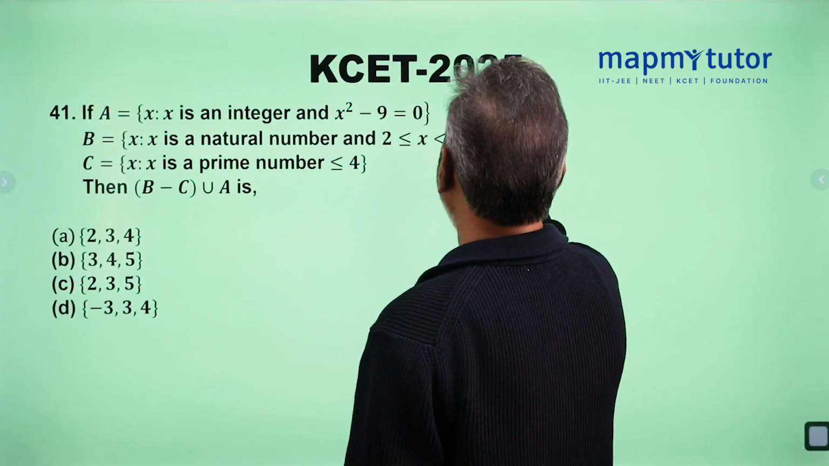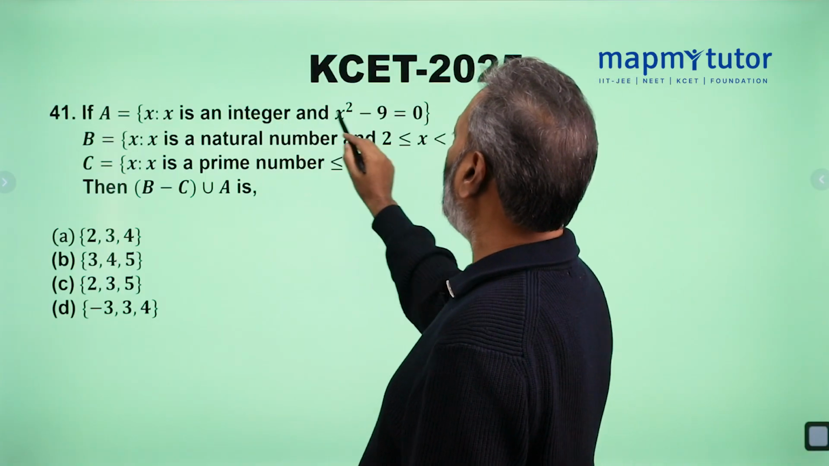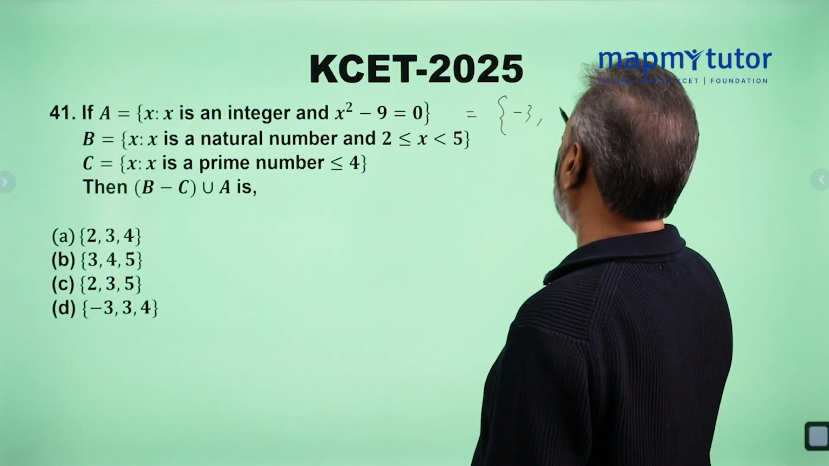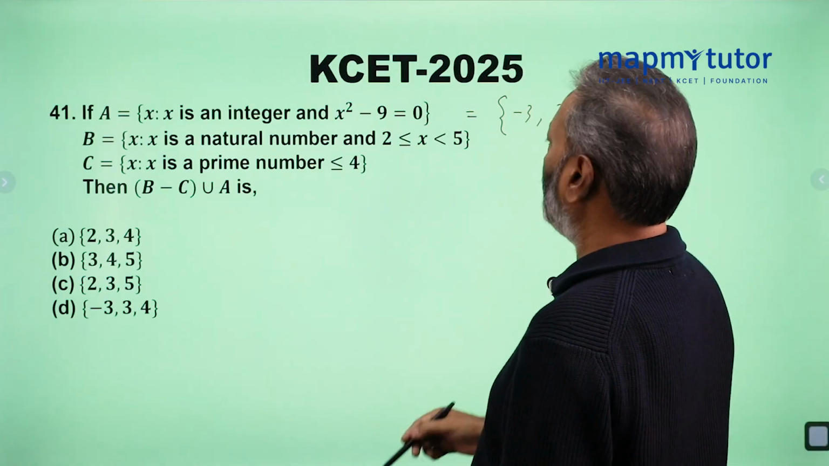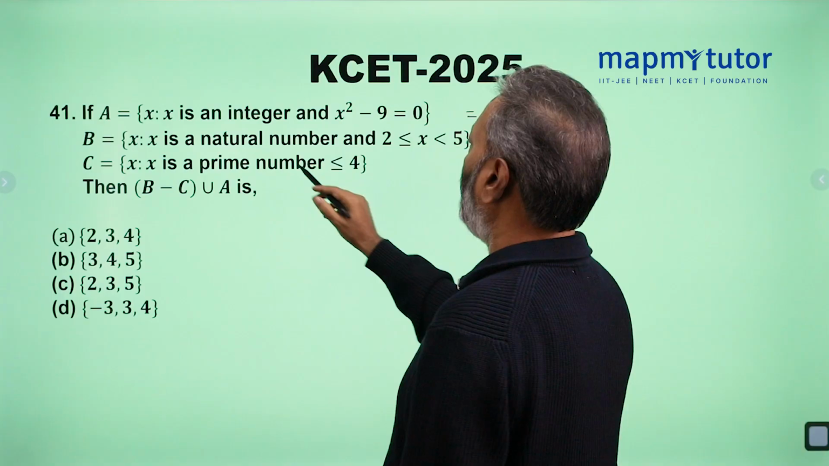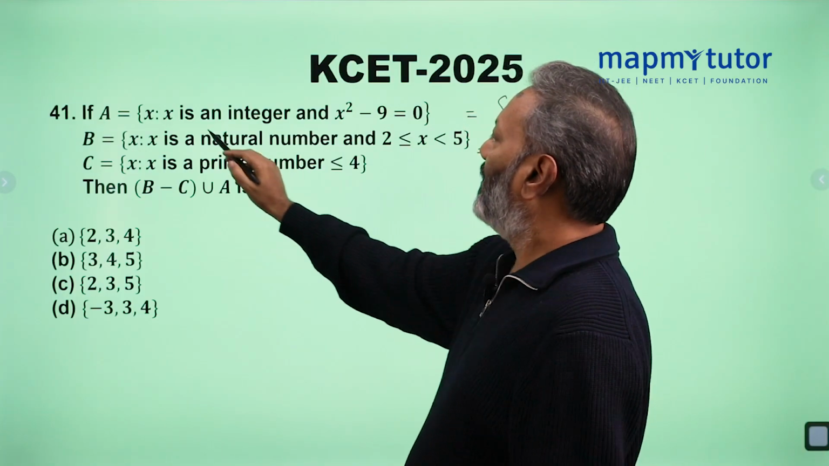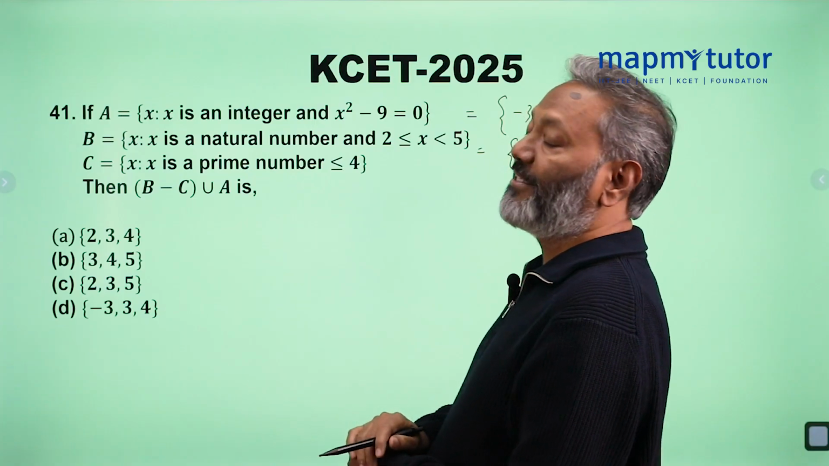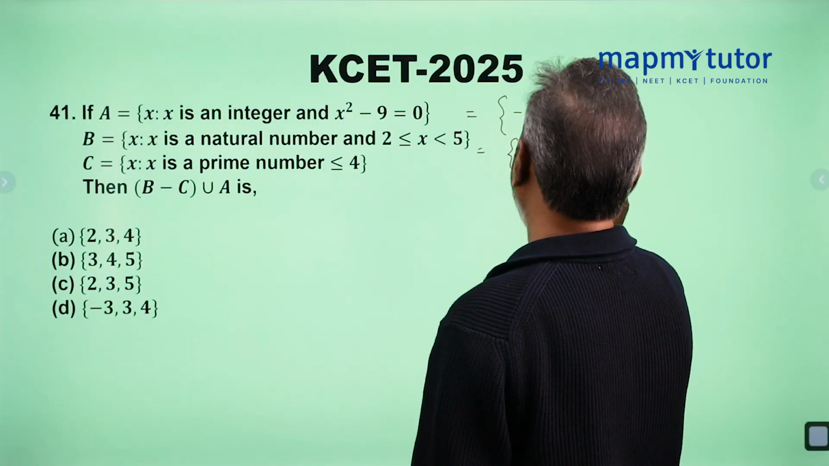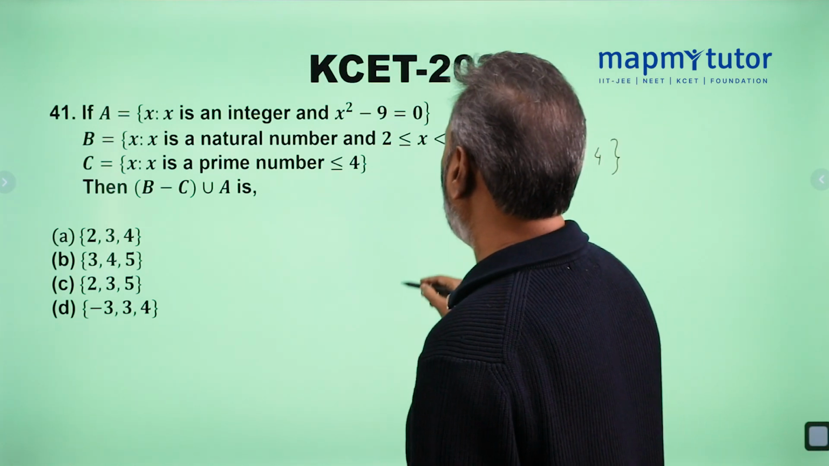According to this definition, can you name the elements in set A? See, x is an integer and this equation is to be satisfied. That means minus 3 and 3 are the elements. And set B, what are the numbers between 2 and 5? X equal to 2 but not 5, and x is a natural number. Therefore, 2 is included, I can take 2, 3, 4. I can't take 5 because only less than 5 is allowed.